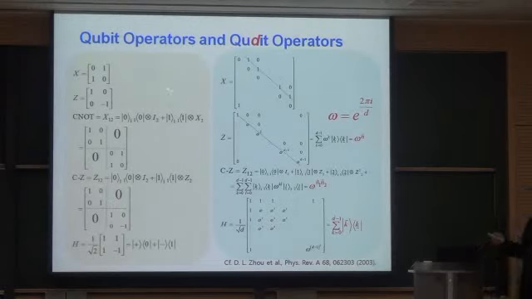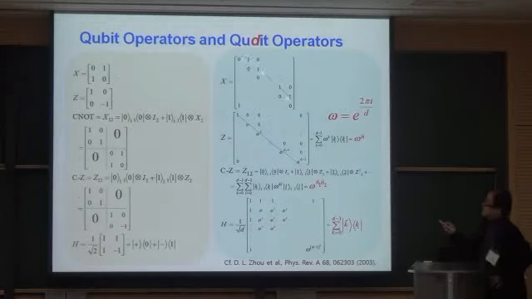Now, the d-dimensional generalization is like this. The first off-diagonal elements are 1, and the corner is 1. But the Z operator has 1 on the diagonal, then omega, omega squared, and so on. All others are zeros, and here omega is the dth root of unity. And this is the Z operator. So these are single qudit operators. Now, we need two-qudit operators.